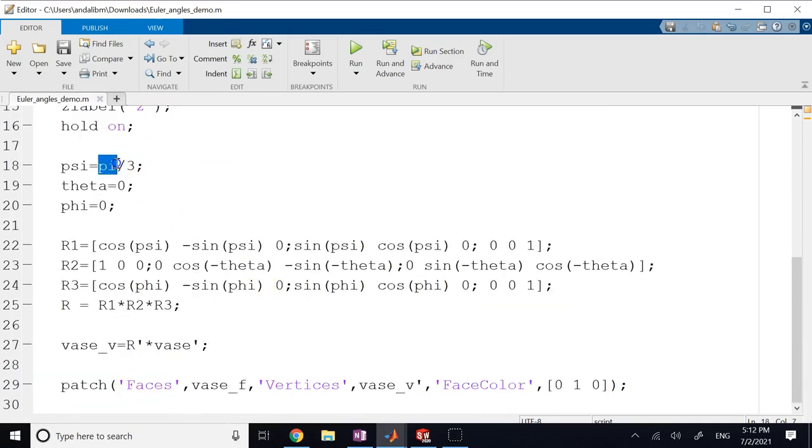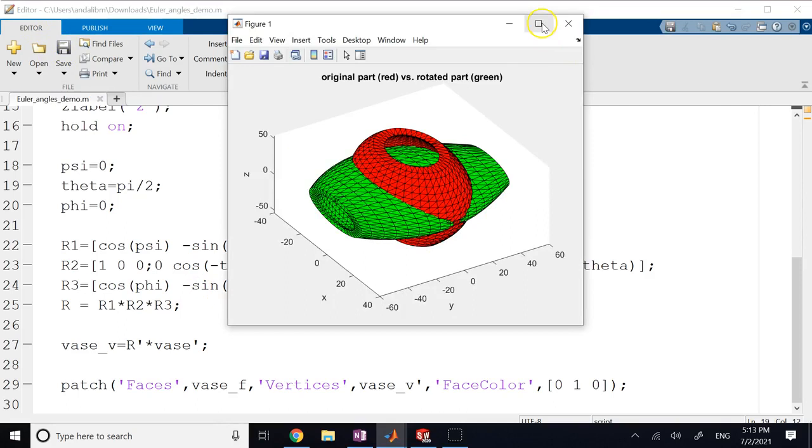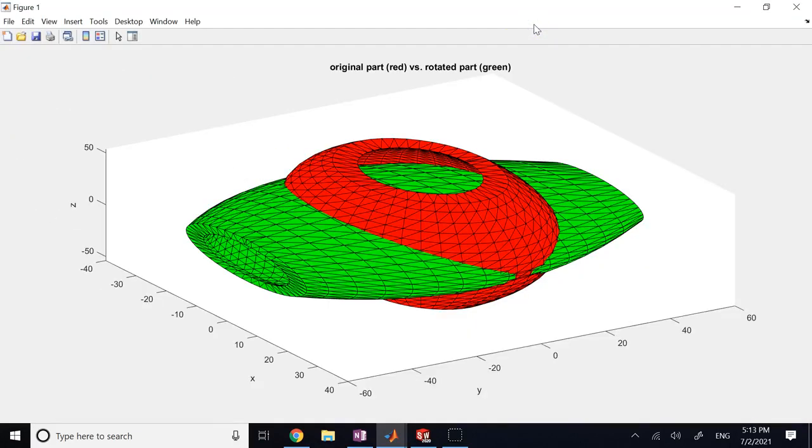Then here I have my three Euler angles, right? For example, let me just show you the nutation, which is the most visible one. So let's say the initial and the final angles, psi and phi, are zero, but the nutation, which tilts the object, I make it pi over two. I transfer my points to the new frame and I show the new part in green. And here is what you can see. As I said, the red is the original while the green is the rotated one.